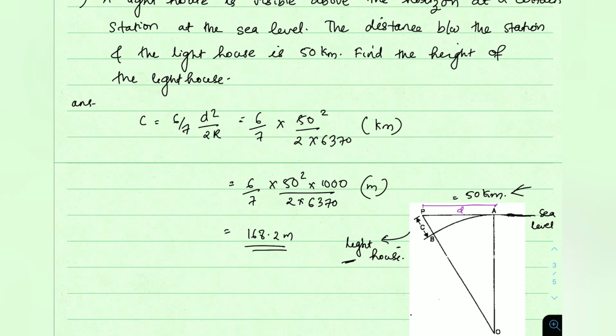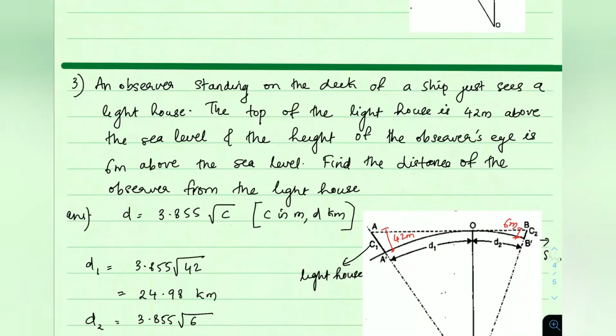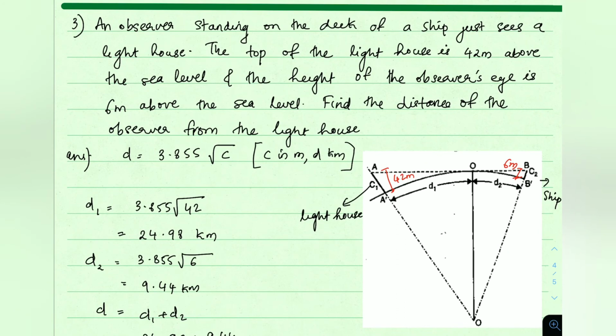So the total correction C will be our visibility. So C is equal to 6 by 7 D square by 2R. R we know as 6370. D we know as 50 kilometer. So we can write like that. And this into 1000 will give you a value in meter, correction in meter. So the answer will be 168.2 meters. So it's very simple. Then this is an important question.